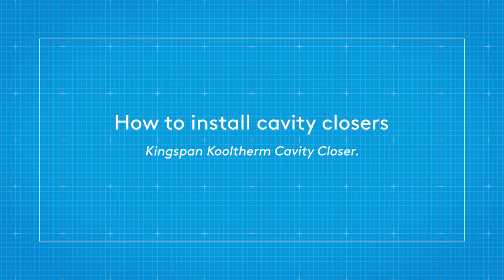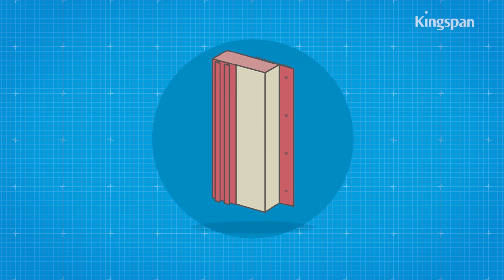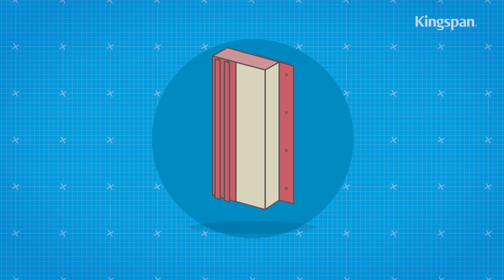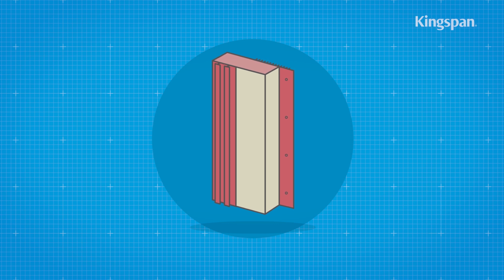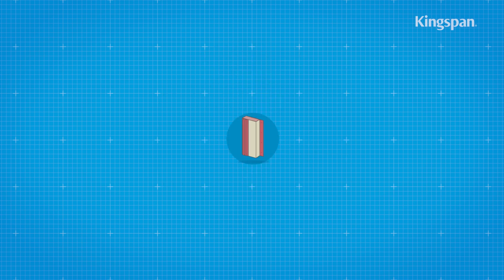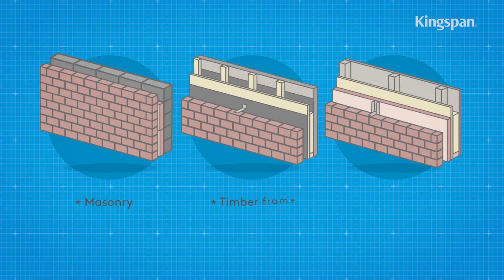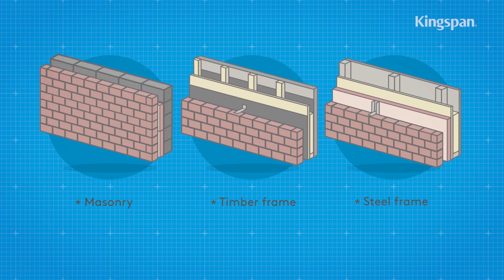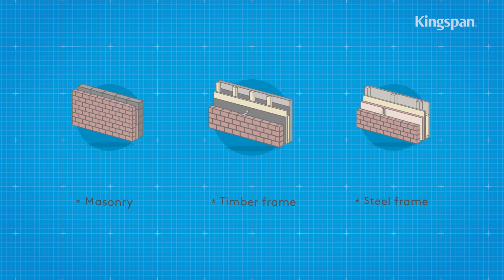How to install cavity closers. Kingspan Kooltherm Cavity Closer can be used in a variety of constructions to suit different scenarios. It provides a simple and highly effective method for closing wall cavities around openings in masonry, timber frame and steel frame system cavity wall constructions.